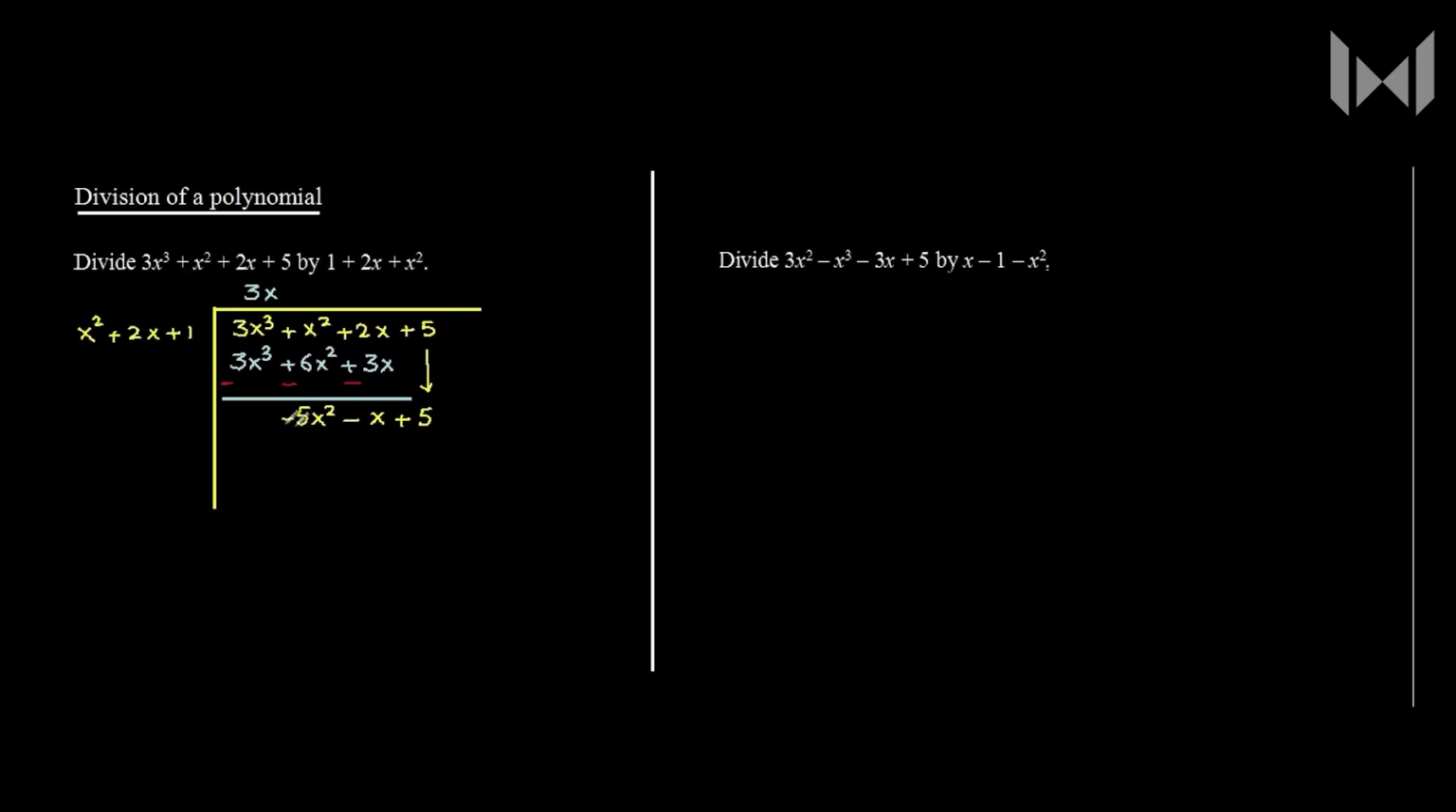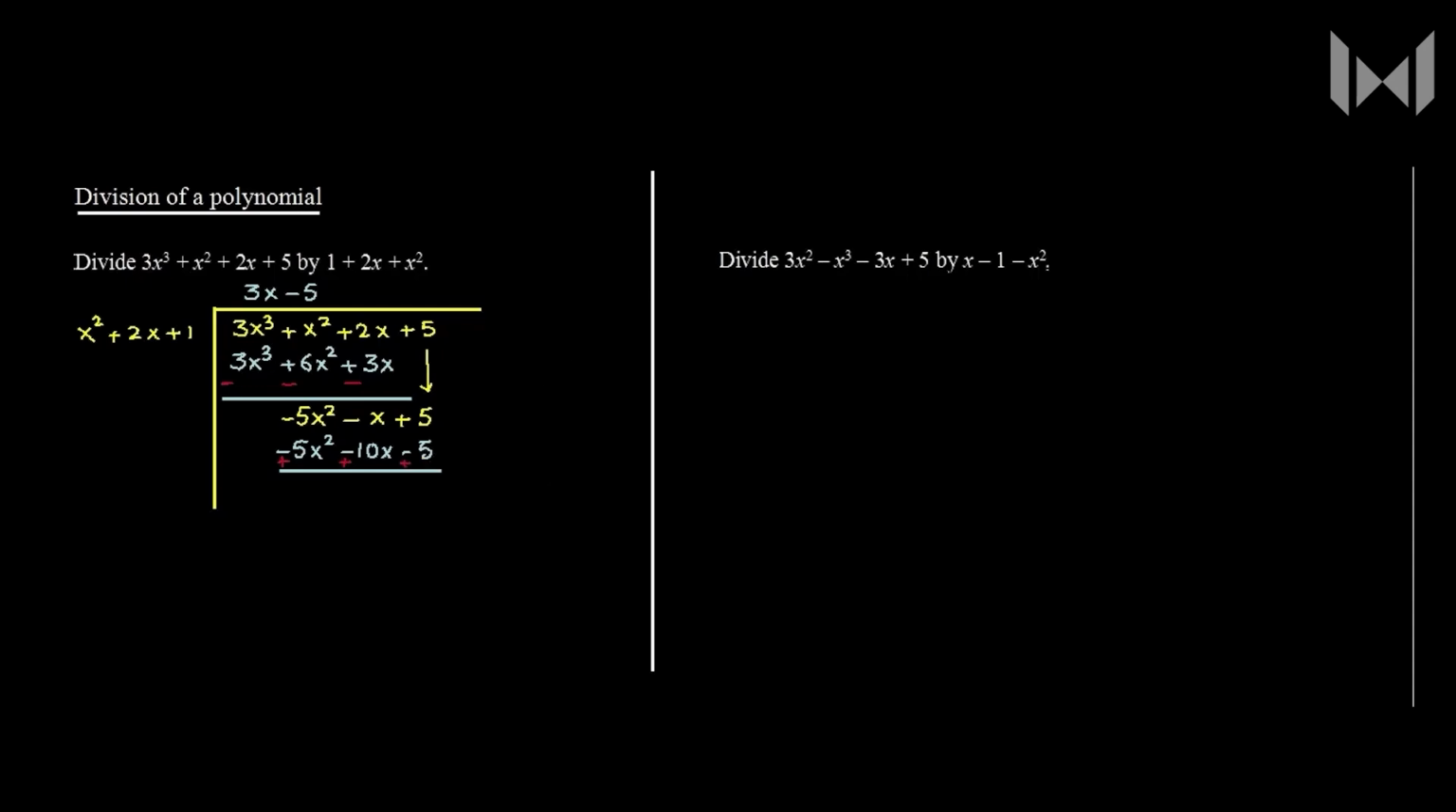We divide the first term by the first term. Minus 5x square divided by x square is minus 5. So we write minus 5 on the top, and then we multiply the divisor by minus 5 and write it underneath. So it will be minus 5x square minus 10x minus 5. And then once again we shall subtract. Now we need to change the signs here, so this will be plus, this will be plus, and this will as well be plus.